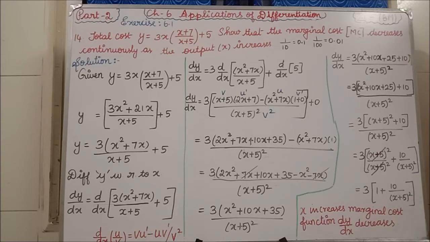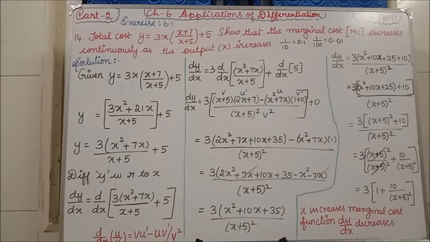So 10 divided by 36 you will be having. 36 is big when compared to 10, so surely you will get a decreased value only. Hence we have proved that when x increases, the marginal cost function dy by dx will decrease. So this dy by dx value will surely decrease when your x is increasing. Clear all of you? Clear all of you, the 14th question?